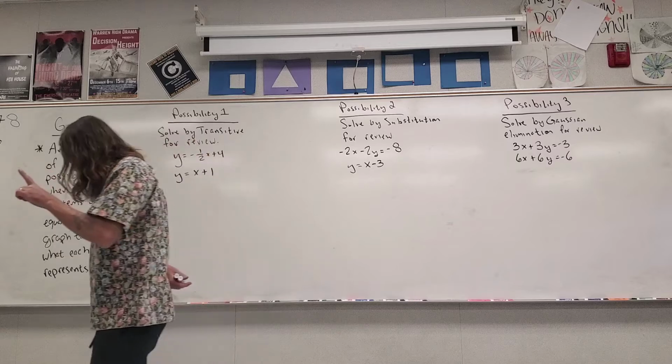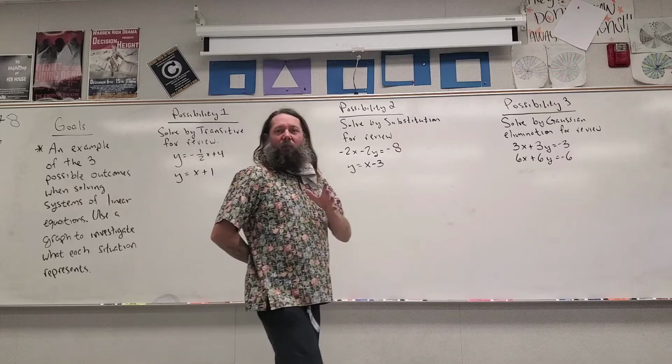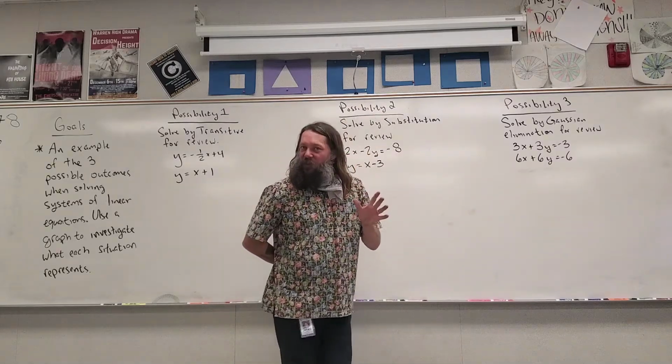But what I do know is what our goal is. Our goal is we're going to see an example of the three possible outcomes when solving systems of linear equations. We're going to use a graph to investigate what each situation represents. So basically, when we solve a system of linear equations, one of three things can happen.